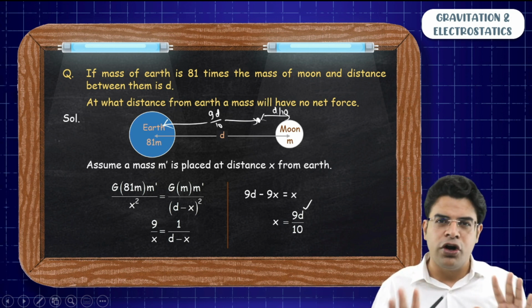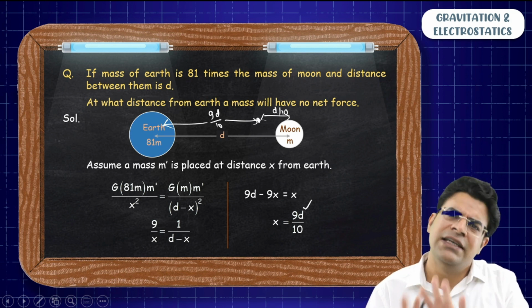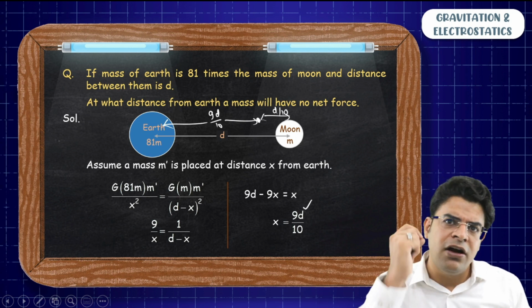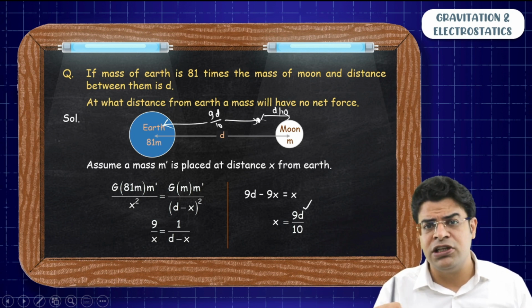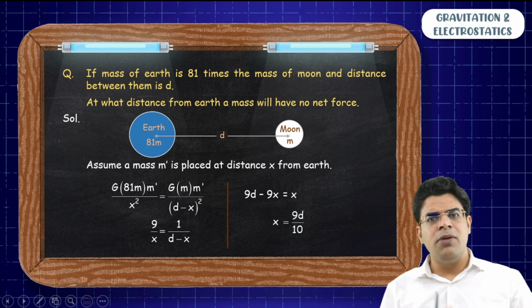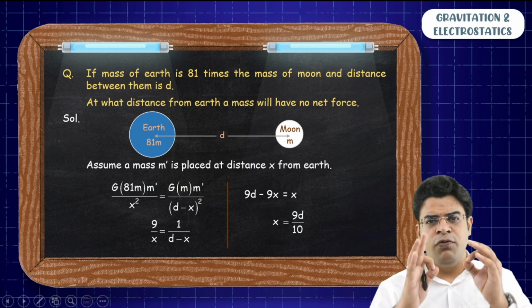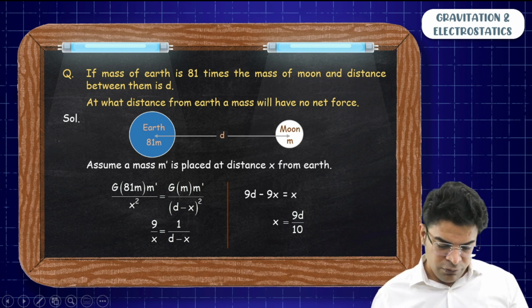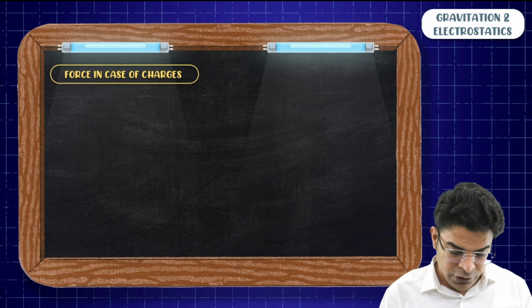I'm not at all talking here about the center of mass. The center of mass is closer to the heavier mass, right? I'm talking here about the null point, where a third mass should be placed so that it experiences no force. In the next hour, I will tell you that the null point is the place where the net field is 0. In the next hour, we are going to talk about fields. So without wasting time, let's see the next example.